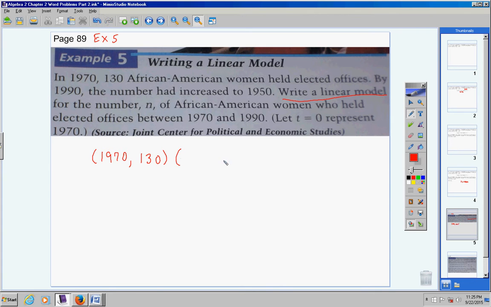Now, next, another ordered pair I see is 1990. We had 1,950.